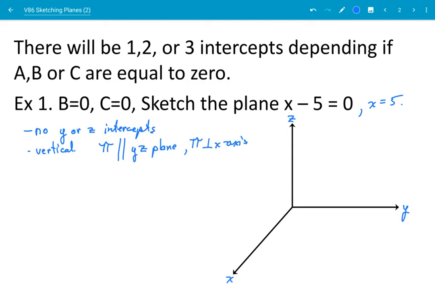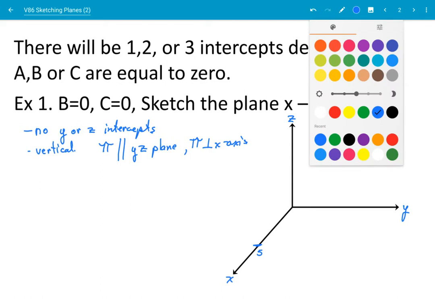Now, the x-intercept is 5 because x is 5 everywhere. So what I do is I would just put a little tick mark on the x-axis, and I would call that 5. Great. That's the position of the plane. It goes vertically through that spot. So how do you sketch that?